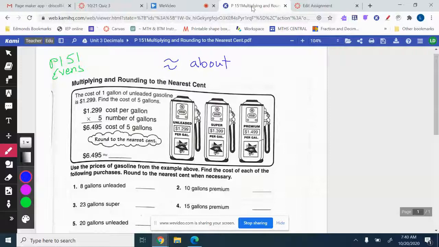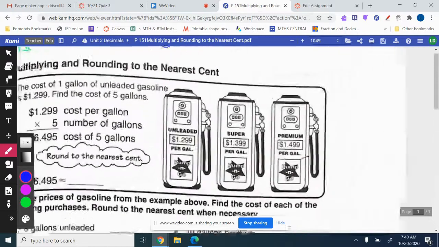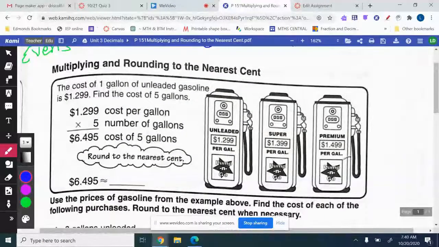Guys, learned how to multiply with decimals. One of the things in the real world is that when you buy gas, it's never with a normal sign. It always has 1,000. Sometimes you'll read this price as 129 and 9 over 10. So it gets really confusing, and then you have to pay to the nearest cent.